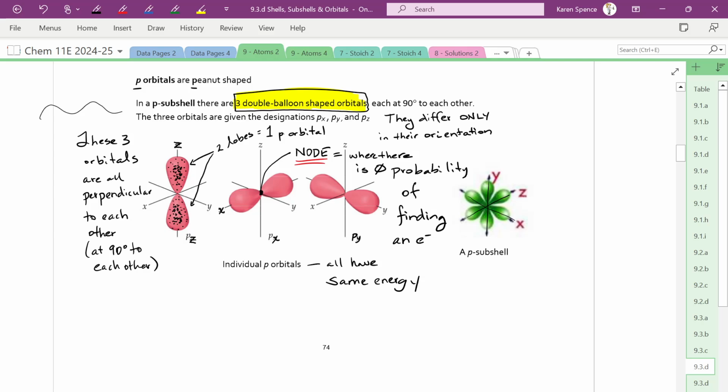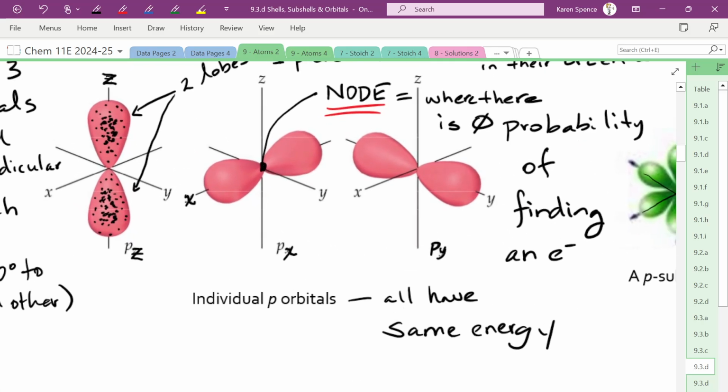Now, just because I wanted to mention this, if you have 2 electrons in here, that does not mean that one electron lives in one lobe and one lives in the other lobe. That's not how it works. If you have 2 electrons in here and you take a measurement, they might be in different lobes, or they might both be in the same lobe. It just depends on where they happen to be. There's an equal probability for both of them.